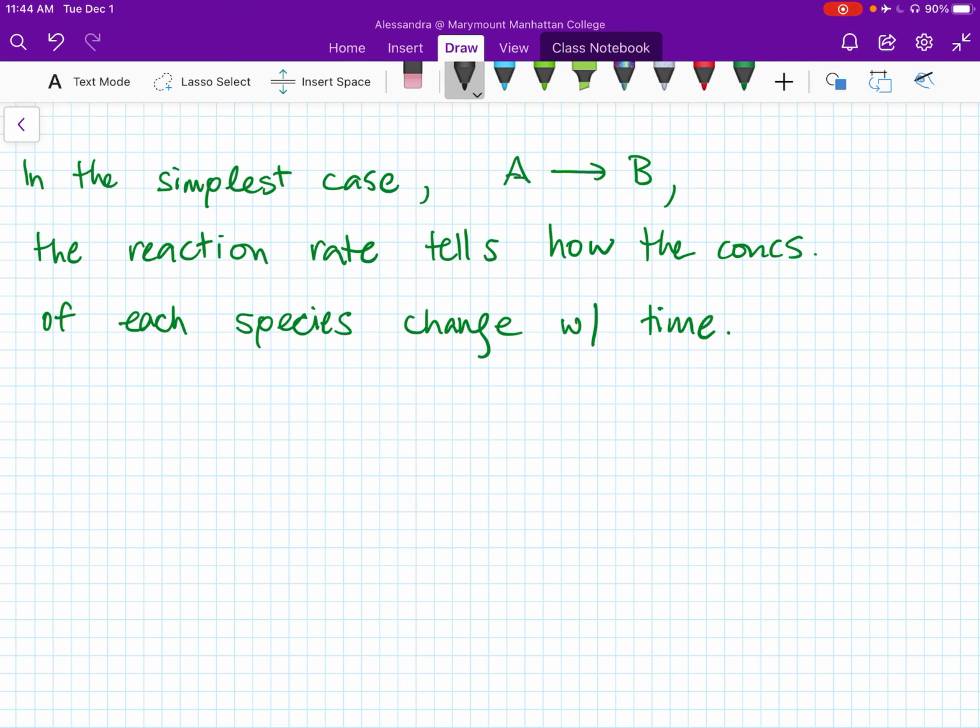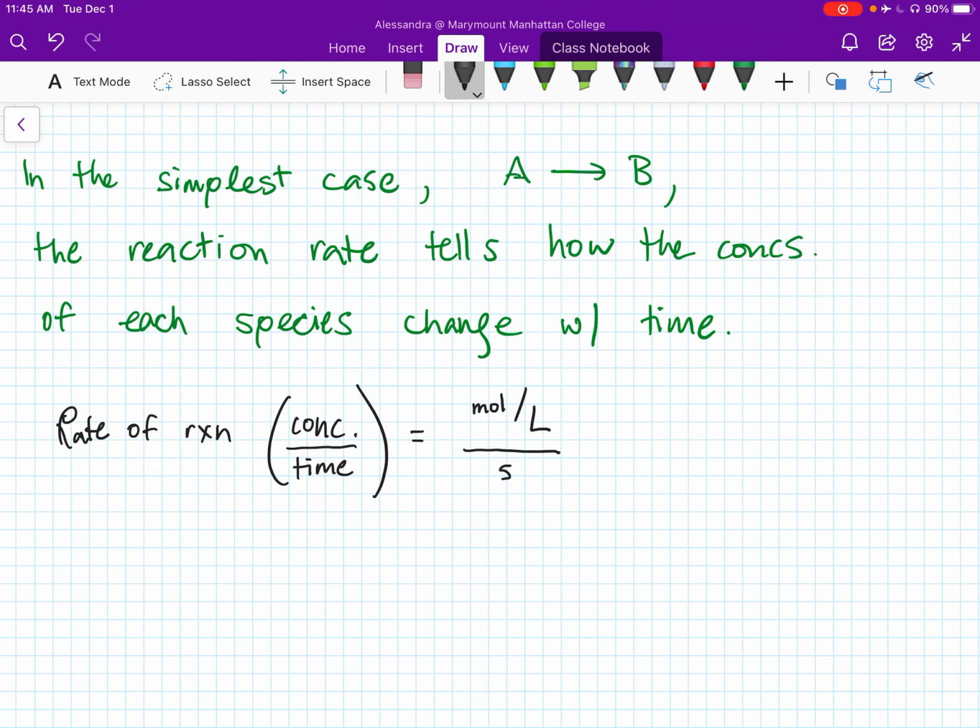The reaction rate simply tells us how the concentrations of each species, both the reactant and the product, A and B, change with time. So a way of writing that mathematically is to define the rate of reaction as how the concentration of each species is going to change per unit of time. The units of that would be units of concentration, which are moles per liter, over units of time, which are seconds. So the units would be moles per liter per second, for example.